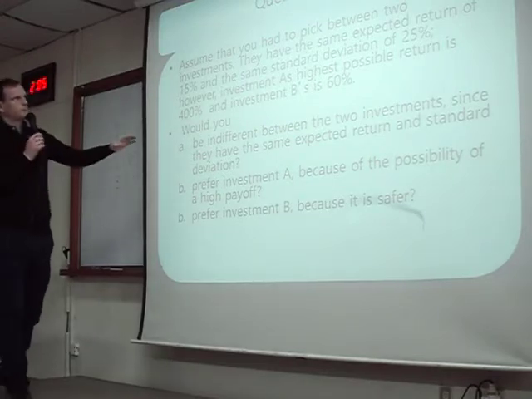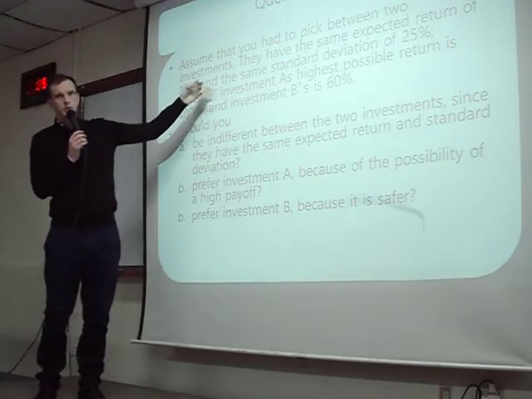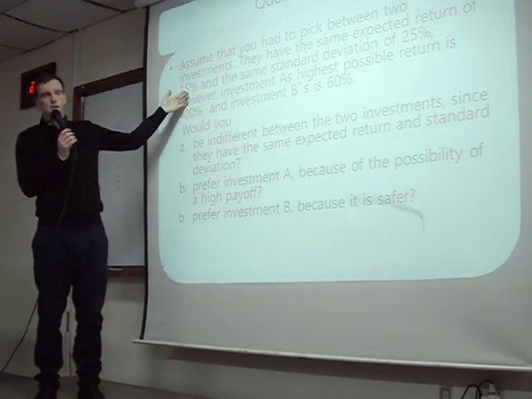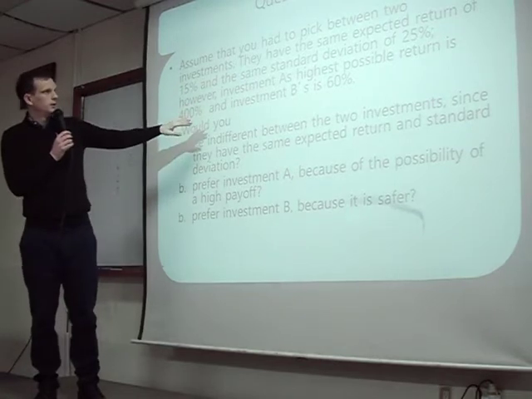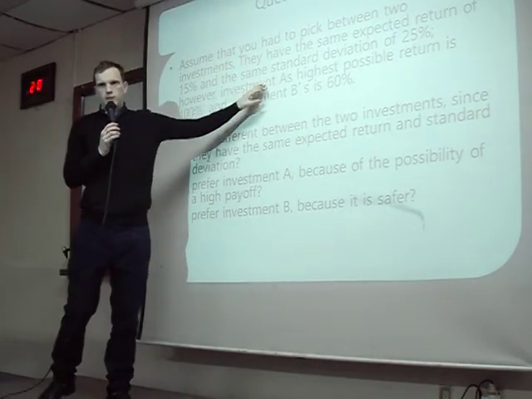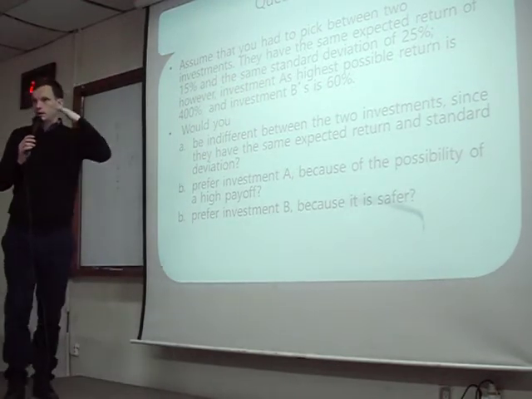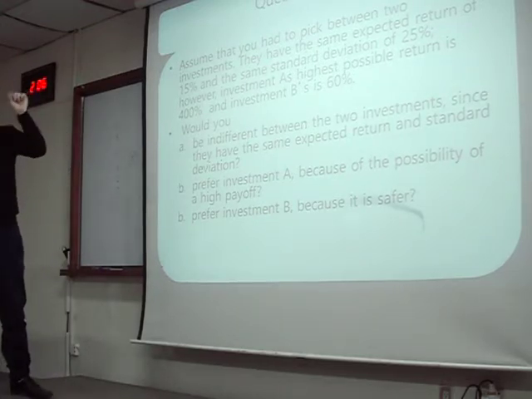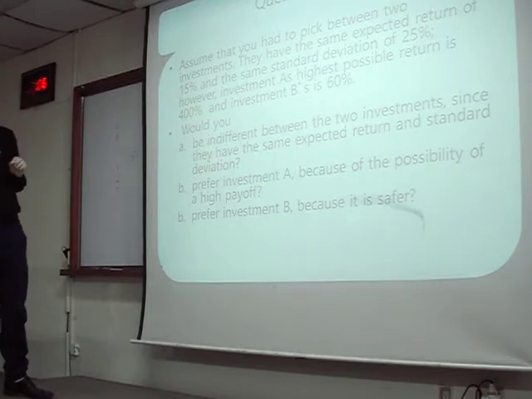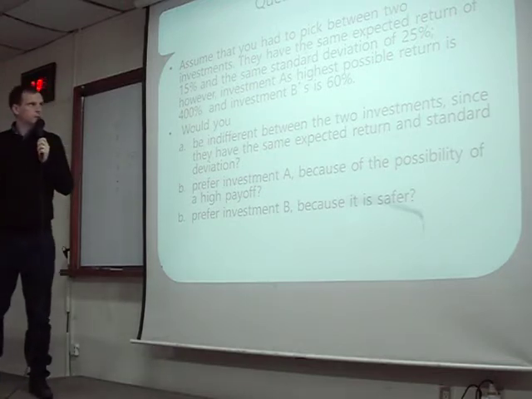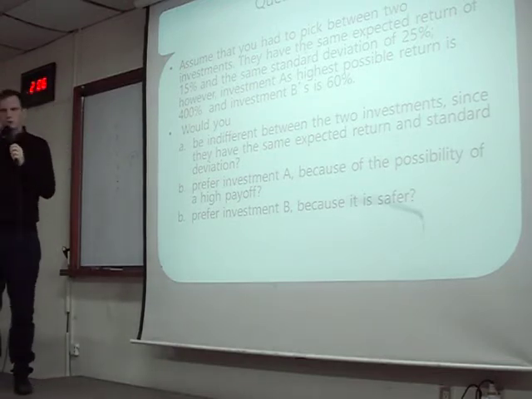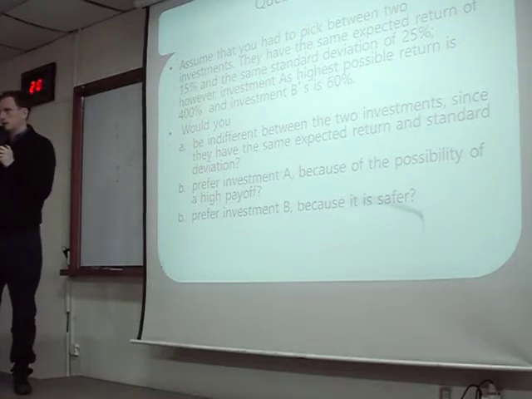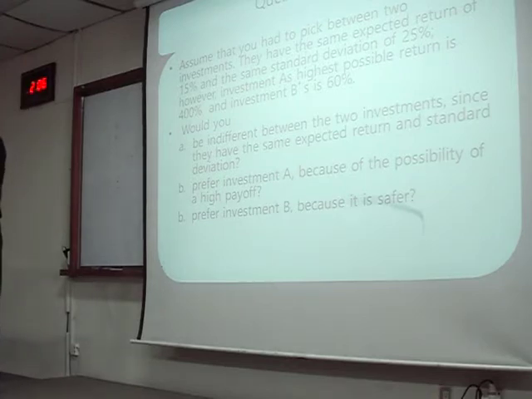So one of them, they have the same expected return. They have the same expected profit of 15%. The same standard deviation. In history, we can see that they changed about the same amount from the average. Okay? And investment A's highest possible return is 400% and investment B's is 60%. So discuss with your partner, what are you going to choose?